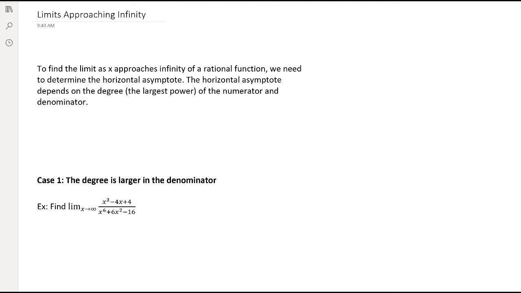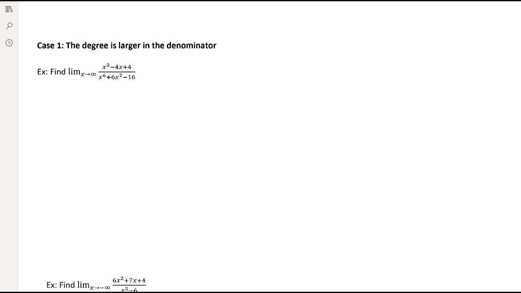So to find the horizontal asymptote, it depends on the degree. You're going to hear that a lot in this video. The degree means the largest power. So we're going to be comparing the degrees of our numerators and denominators. And depending on which degree is larger, that determines what our horizontal asymptote is, which in turn determines what our limit will be. Case 1. Here, I just went by cases. There's no specific order of this, but case 1 is the case where the degree is larger in the denominator.